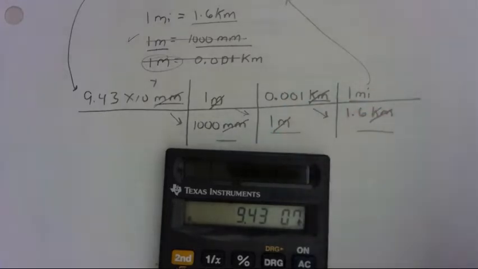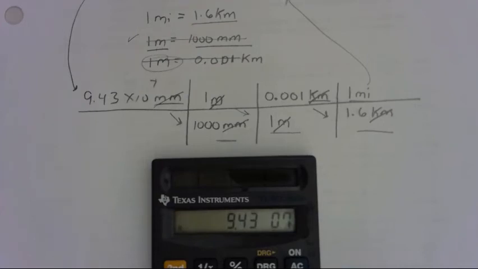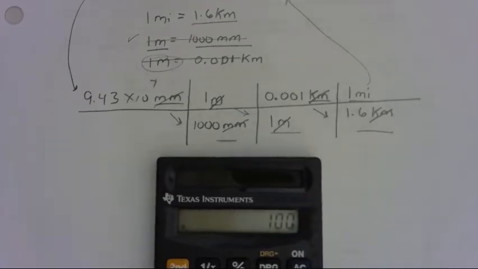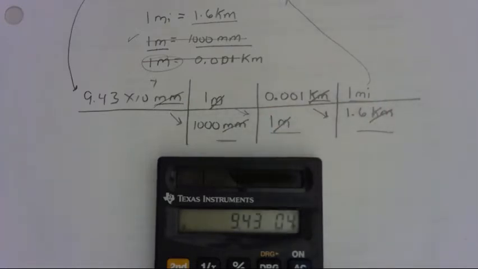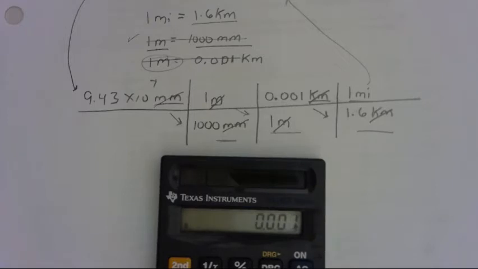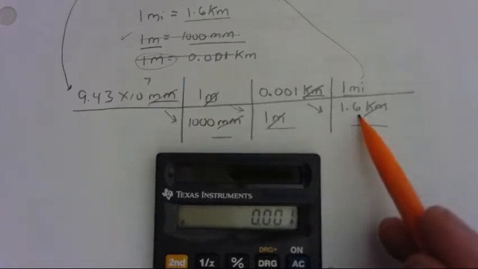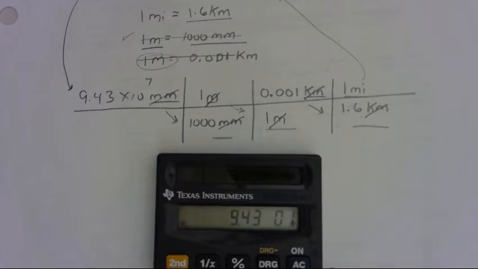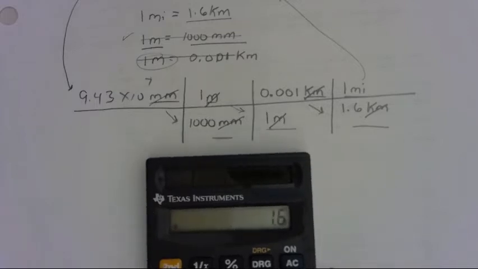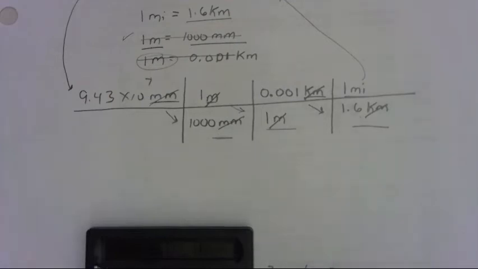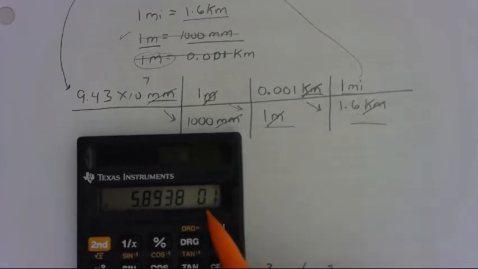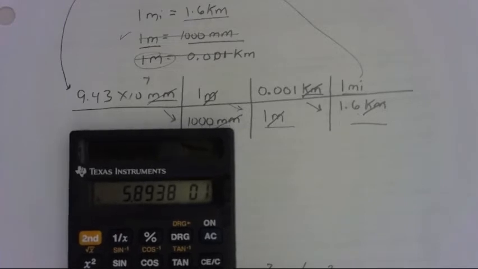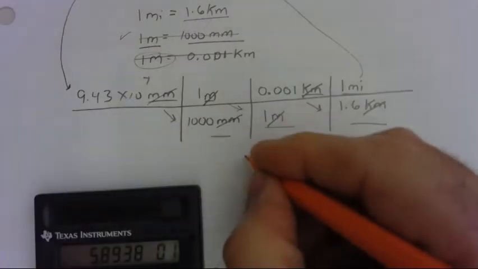Now this is on the bottom, so I go divided by 1,000. And then over here, this is on top, so I'm going to go times 0.001. And then this number's on the bottom, so I'm going to divide again. Divided by 1.6. And I hit equals. Now my calculator says 5.8938 times 10 to the 1st, since it's in scientific notation. Basically, that's 58.938.